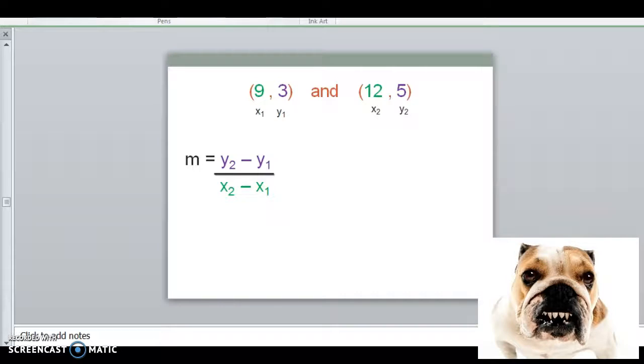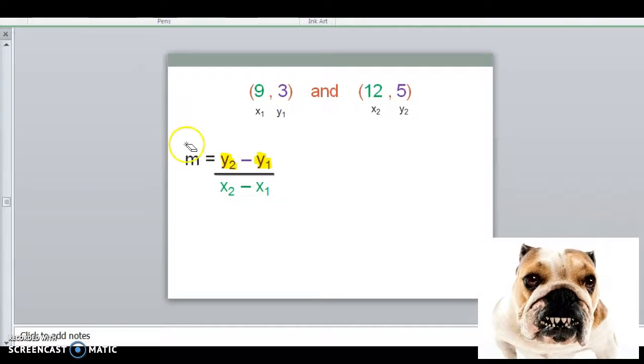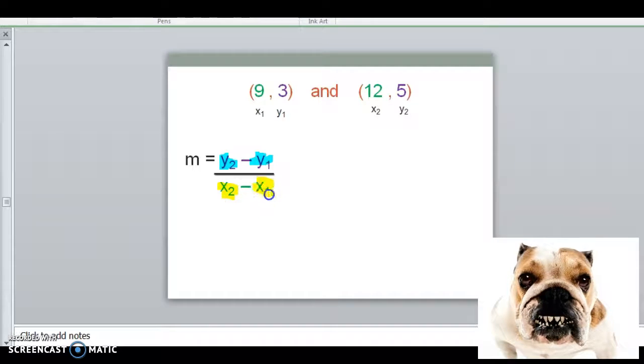This is the formula that we use to find slope from two points. M, which means slope, you take your y2 minus your y1. Actually, I should use consistently the same color. Over your x2 minus your x1. Again, this is another way to represent your change in y over your change in x. What I'm going to recommend when we do problems like this is that you highlight your x terms and you highlight your y terms.